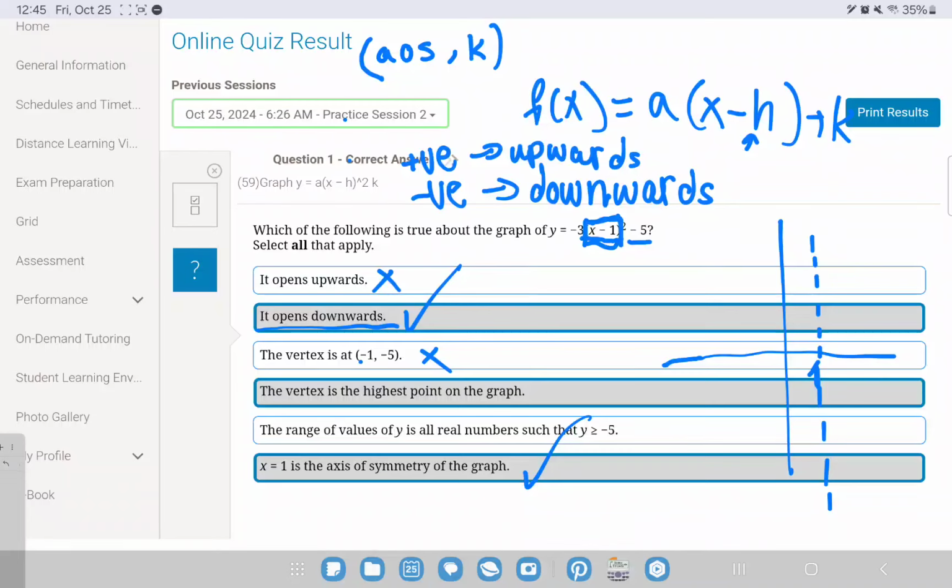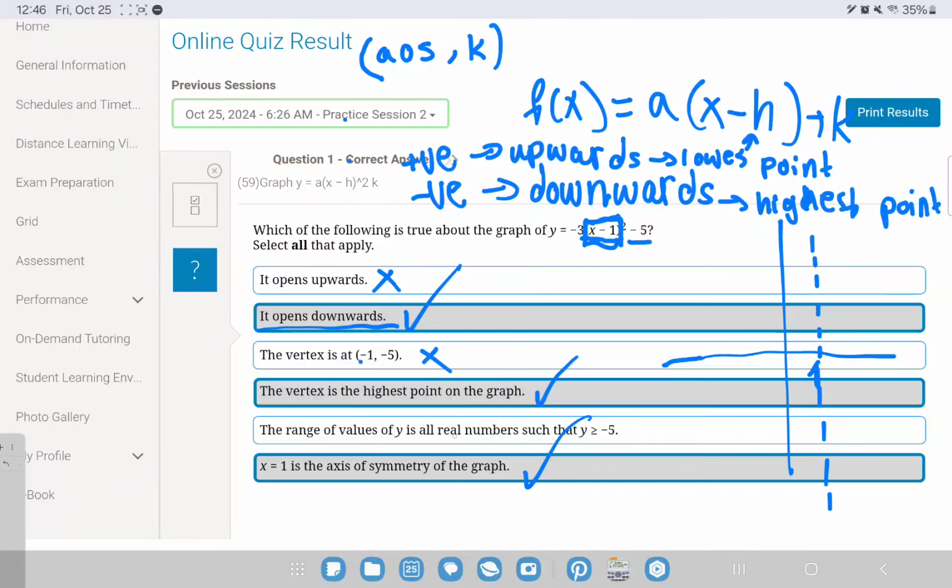The vertex is the highest point on the graph. Now listen, if it's opening downwards, then this is always going to be correct. If it's opening upwards, it's going to be the lowest point on the graph. So when it's upwards, lowest point on the graph. When it's opening downwards, it's the highest point. So just keep this in mind.